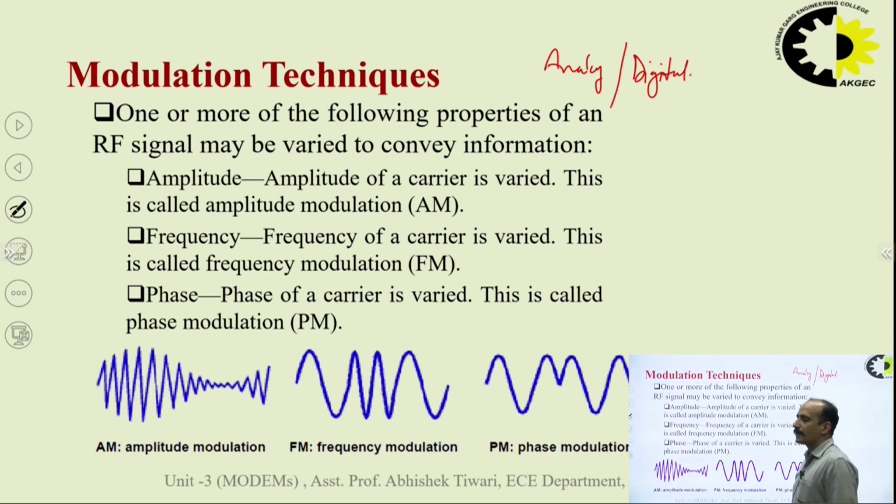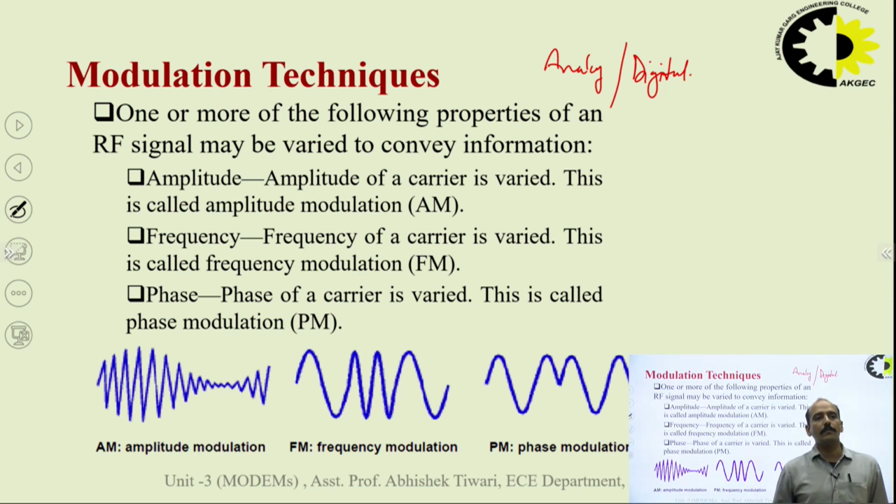When we are talking about analog modulation, we are using an analog signal for the modulation, or in the case of digital modulation, we are applying a digital signal on a carrier and performing the modulation. In analog modulation, there are three types: amplitude, phase and frequency. Any signal basically has three parameters: amplitude, phase and frequency.